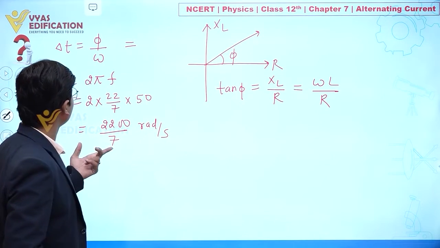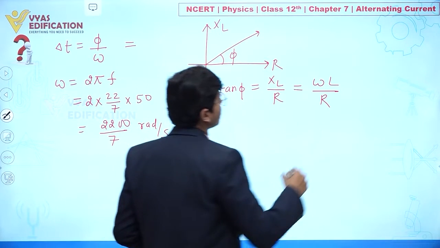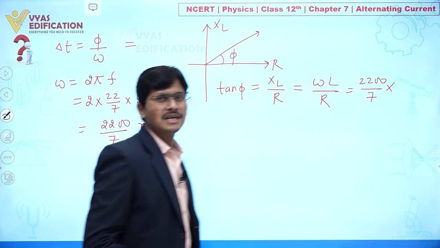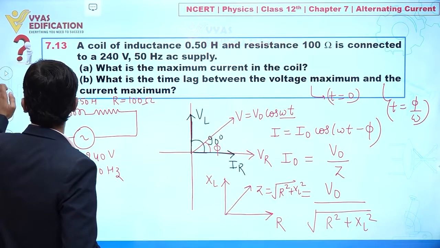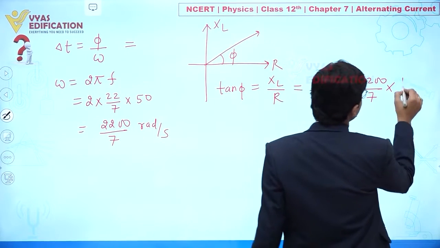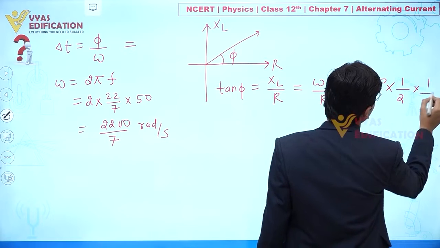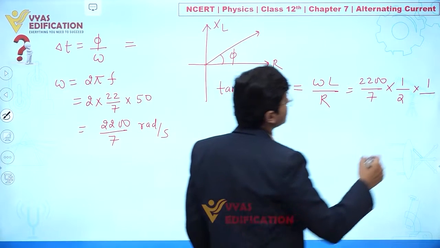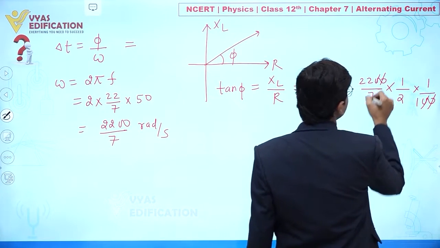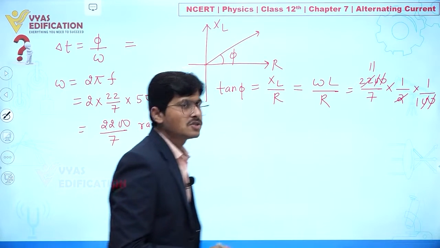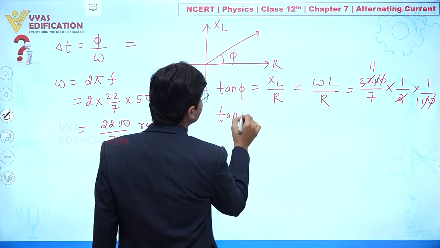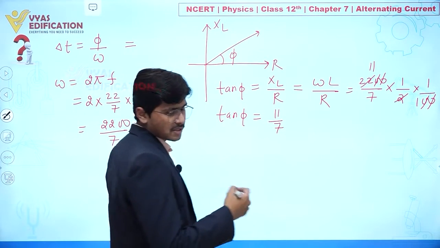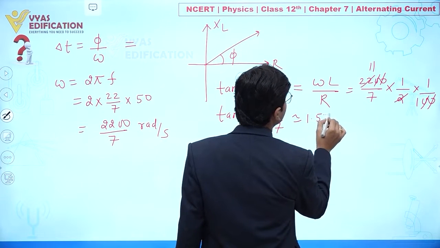What is the value of omega we have? This is 2200 divided by 7, multiplied by L. L is given in this question as 0.50 Henry, so I can say that is equal to 1 by 2. And what about R? R is given in this question as 100 ohm. From here, this one and this one cancel out. This is 11. So now we get tan phi equal to 11 by 7, and 11 by 7 is near about 1.57.